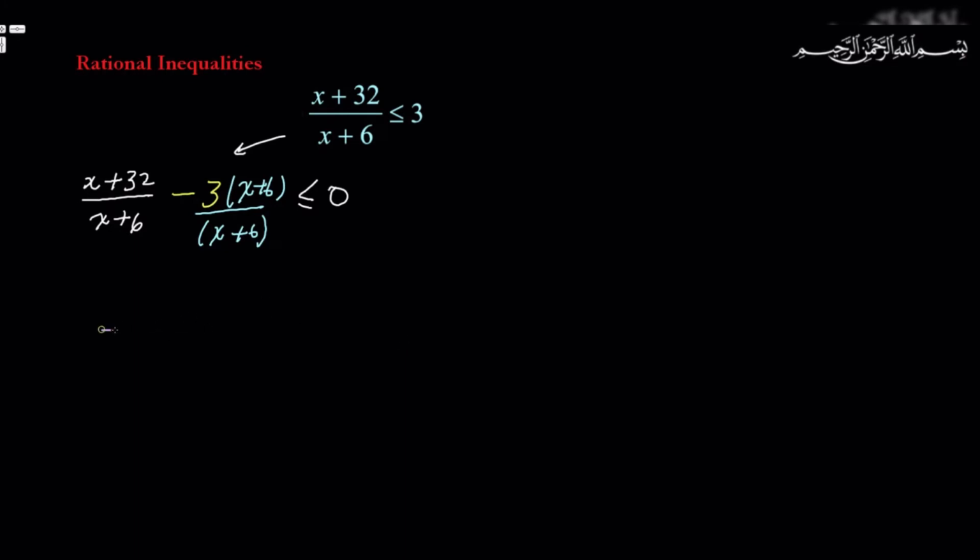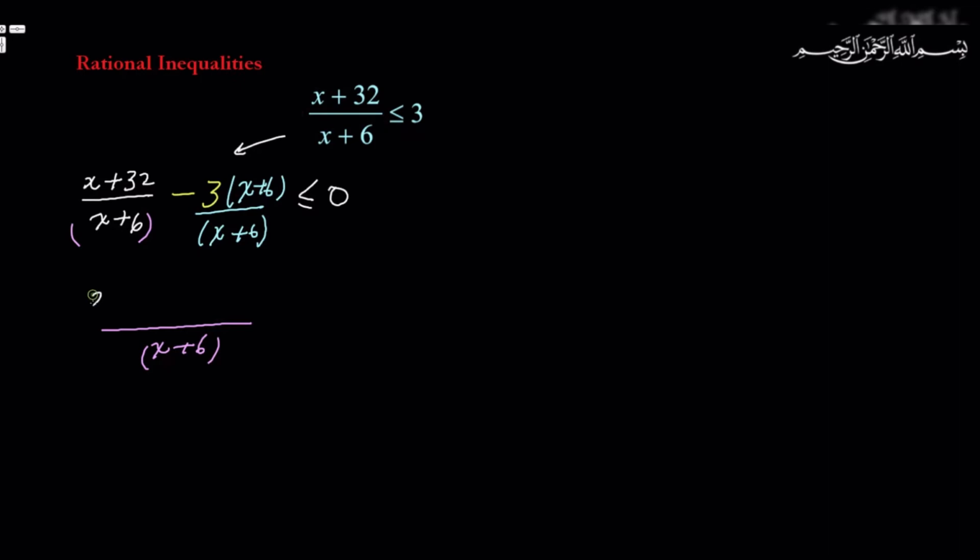So now you have a common denominator, which is x plus 6. Now I'm going to combine these two. I'm going to add these rational expressions. So that's x plus 6. I'm just going to copy the x plus 32 because it doesn't have to be multiplied by anything. And then I'm going to write this expression minus, I'm going to distribute this, minus 3x minus 18. And all of this is less than or equal to 0.